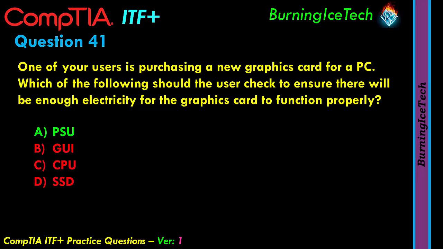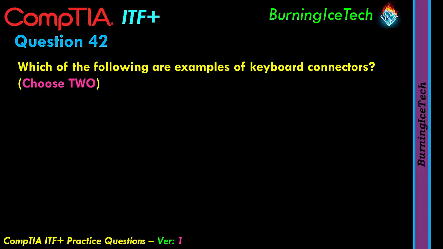B, being a graphical user interface. That's just a graphical interface on a machine. It allows you to interact with the machine more user-friendly wise. So it's got nothing to do with this question. C, CPU, that's just the brains of the computer. It's got nothing to do with providing electricity. D, solid state drive, that's used to store information. It's got nothing to do with providing electricity. So the only component here that actually provides power, folks, is the power supply unit. The answer is A.